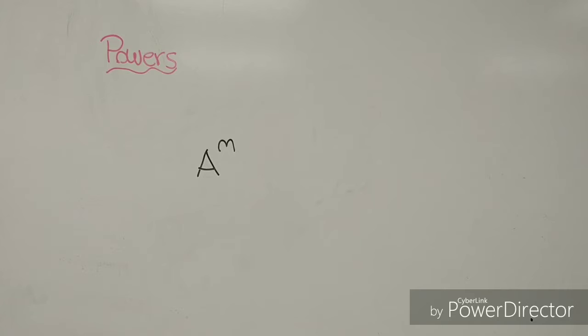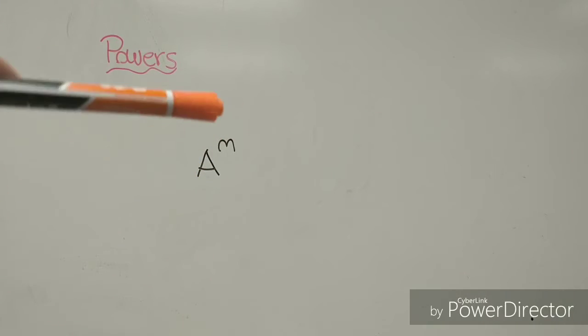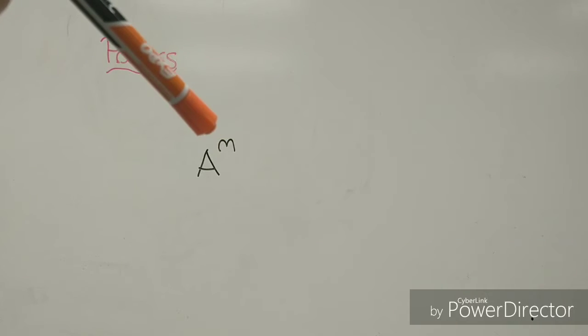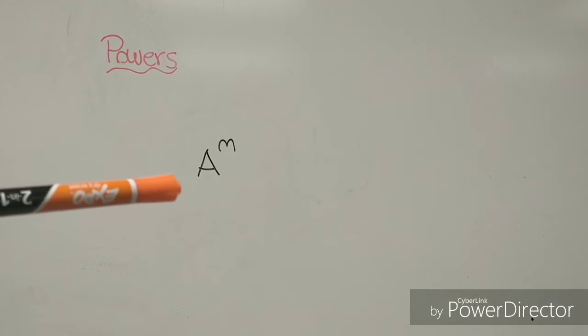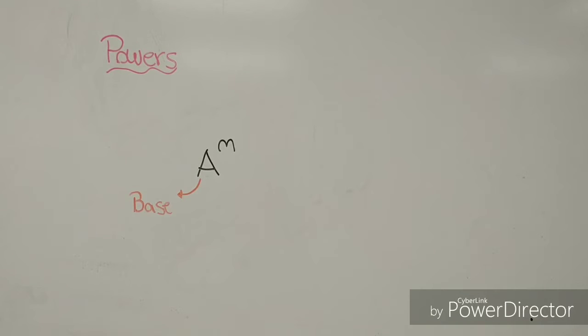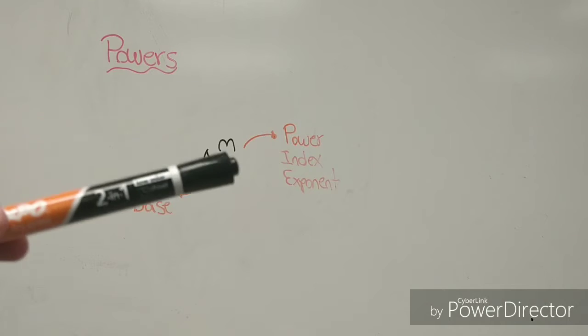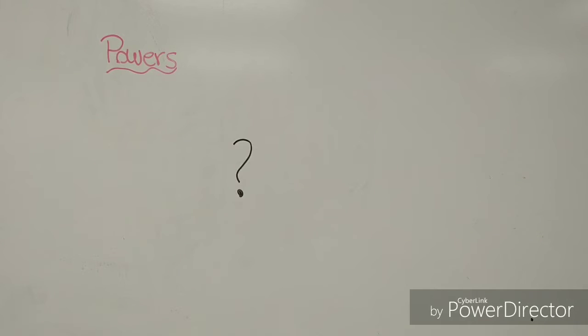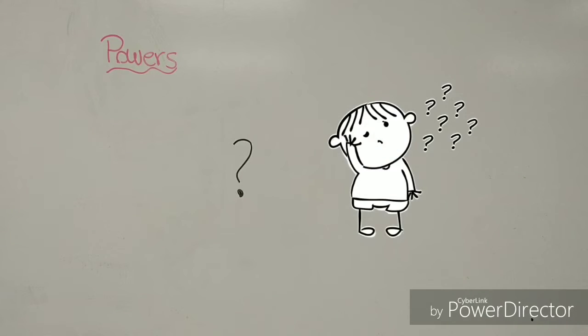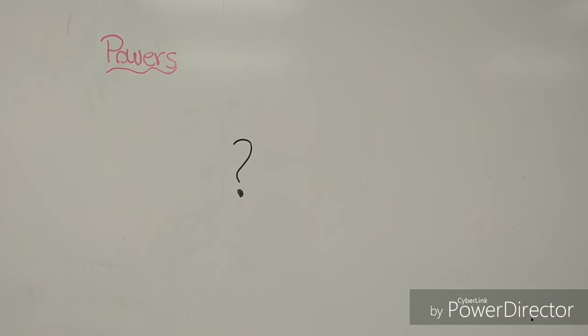So everything starts with expressions like this: a number and another number here in the top right part, where A is the base and M is the power or the index or the exponent. The three names are equal. But what does that mean? Well, here we're going to explain a little bit more about that.